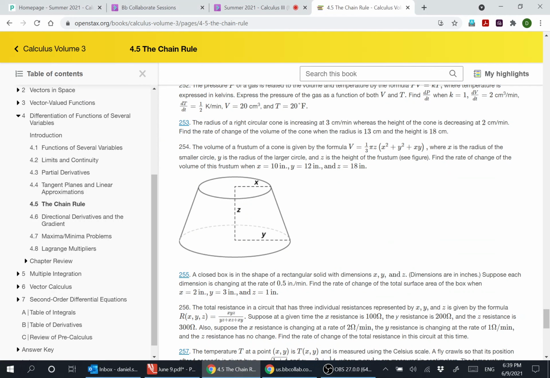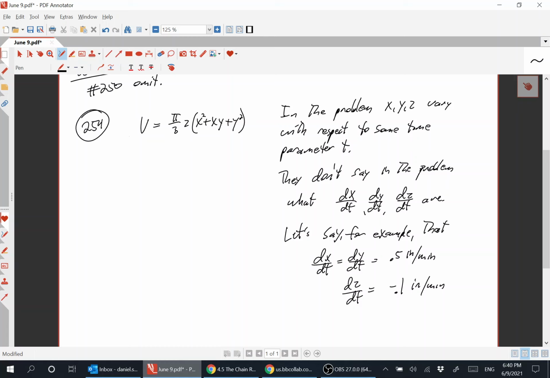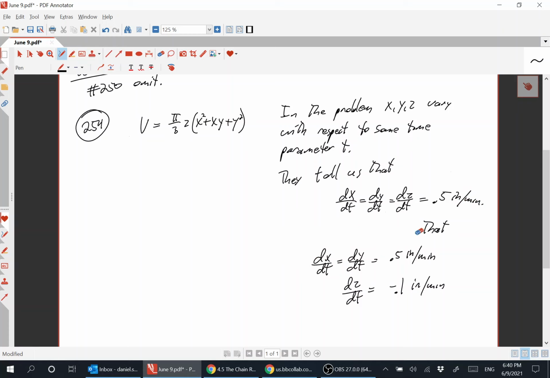Suppose e... Oh no, they do say. Oh, here it is. "Suppose each dimension is changing at half an inch a minute." Got it. Okay. It does say. I didn't read it carefully enough. So they tell us that these are all increasing at 0.5 inches per minute. So they're all increasing at half an inch a minute.